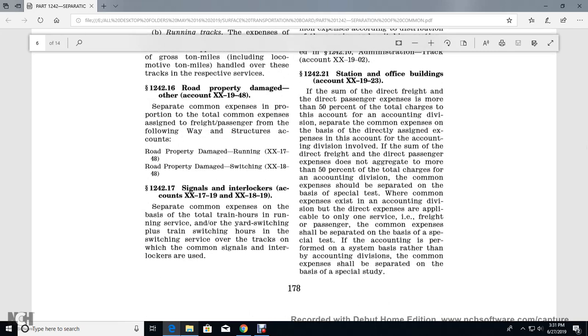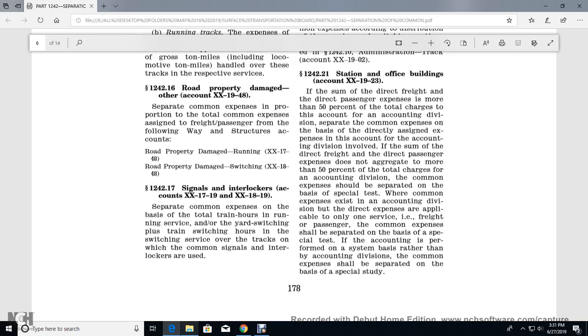124221 station from the office buildings account with the XX 1923. If the sum of the direct freight with the direct passenger expense for the most than 50% of the total travel, the account with the accounting division separate with the common expense for the base for the directly assigned with the expense for the account with the accountable division involved the sum of the direct freight and with the direct passenger expense that does not aggregate more than 50% of the total travel of the accounting division.